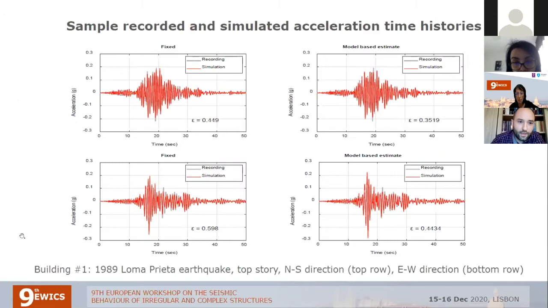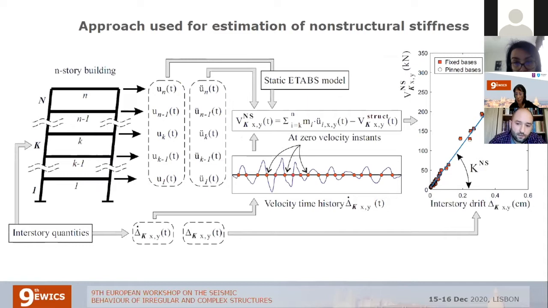Okay, so the last step before running the analysis, actually we need to come up with a methodology of how to introduce the non-structural stiffness to the model.